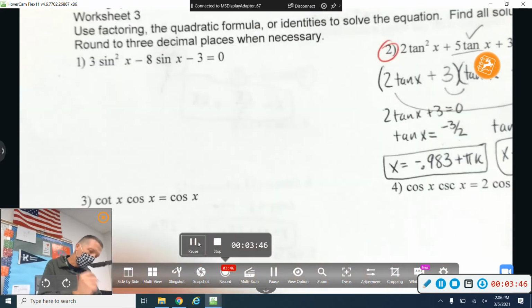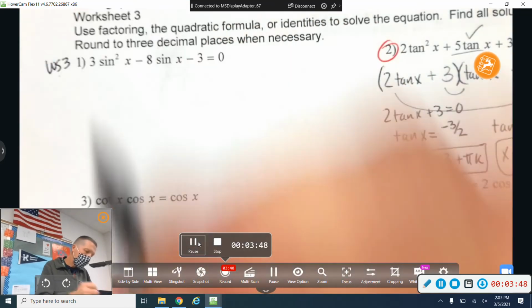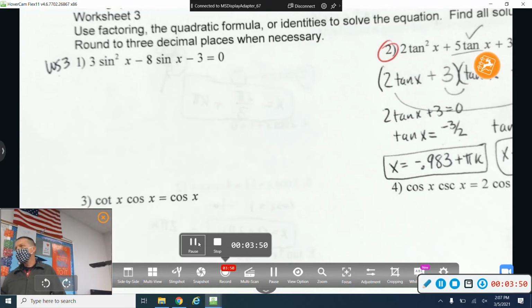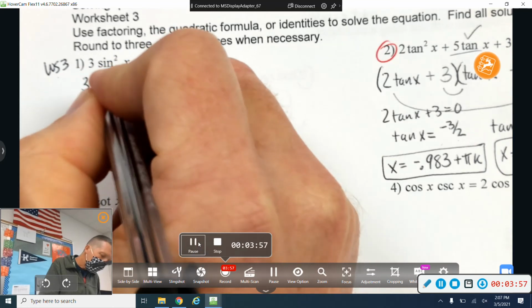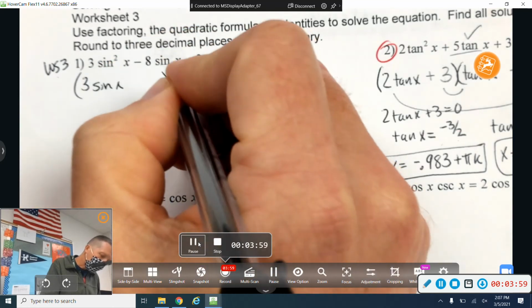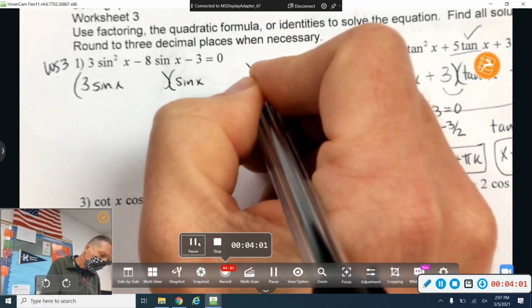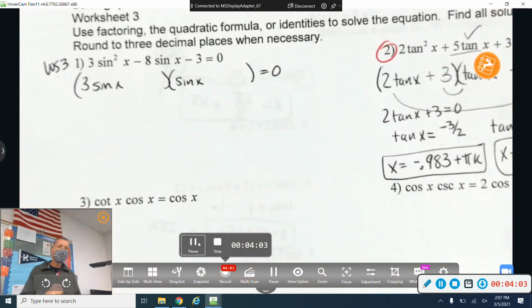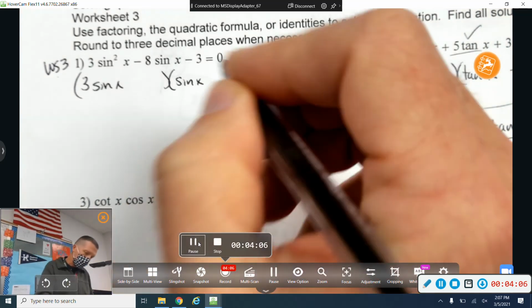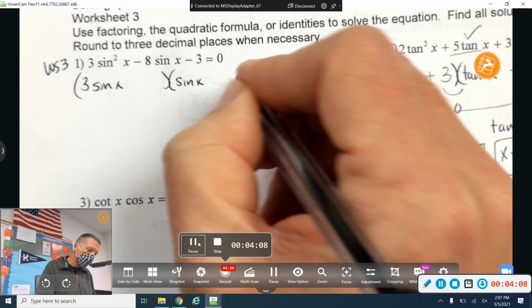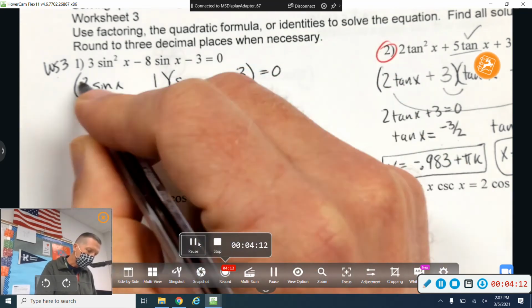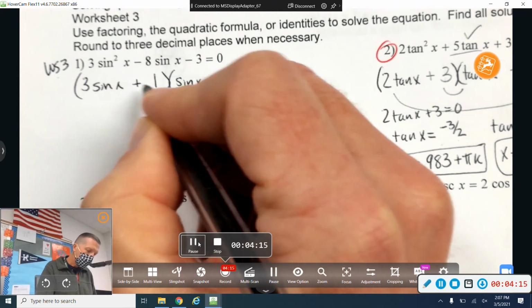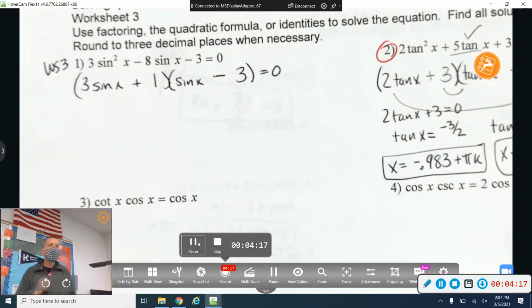In worksheet 3, number 1, did you factor it as it is, or did you do a u substitution thing? I factored it as it is. Okay. So 3 sine x and sine x. Oh, I think I know what happens on this one. I've got to have the 3 across from the 3 to get close to 8. So minus 9 plus 1 would be negative 8.